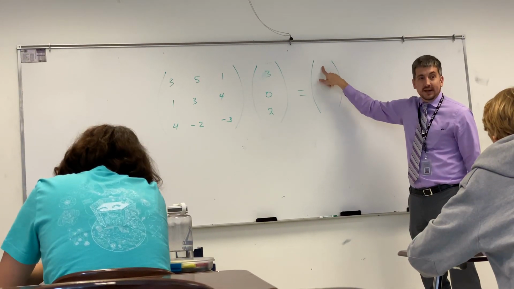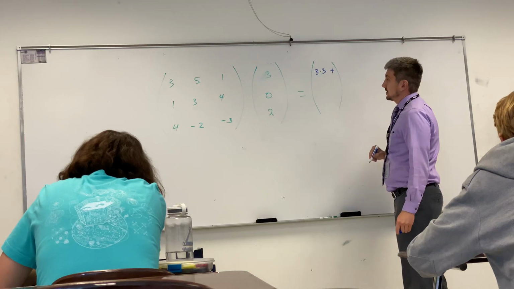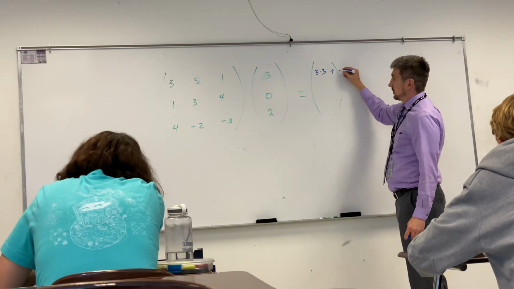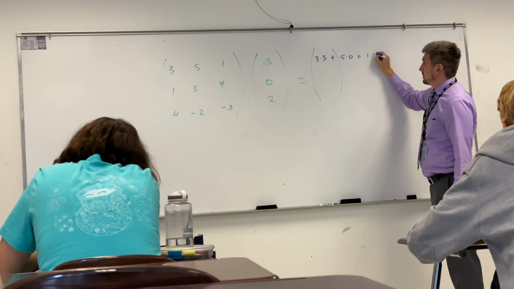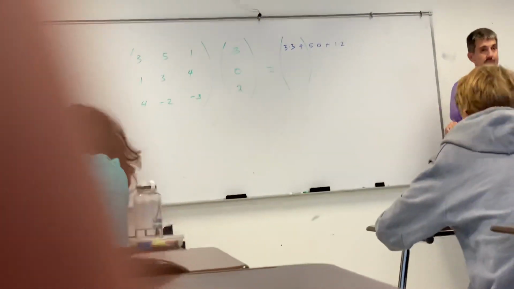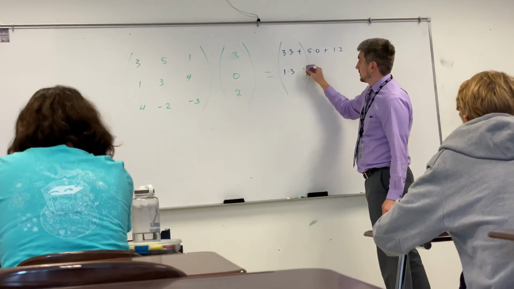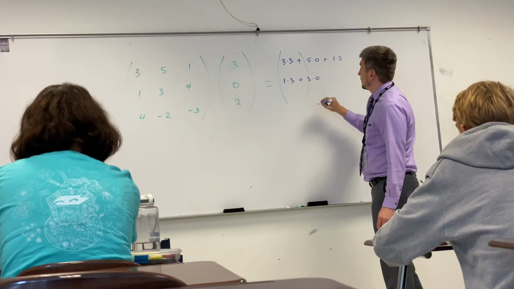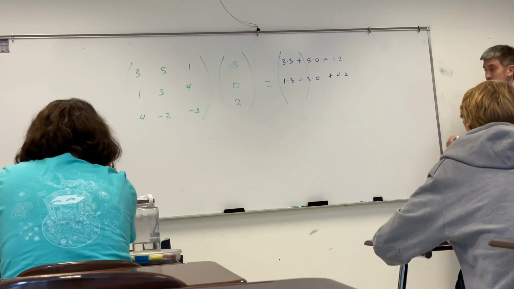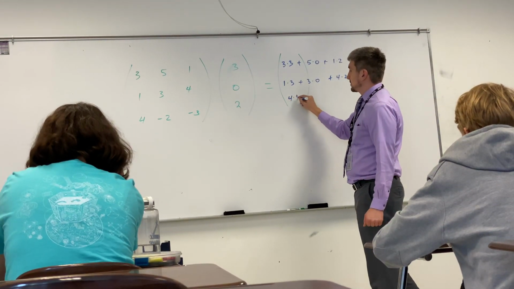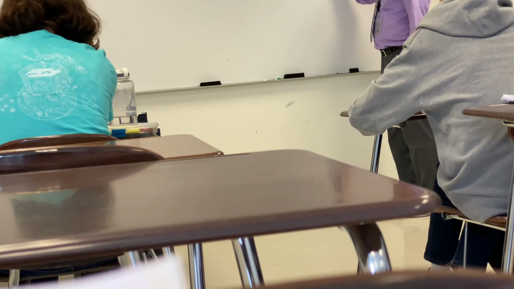Don't tell me 11. Tell me what calculation we did. 3 times 3 plus 3 times 1 plus 2 times 4. No, 5 times 0 plus 1 times 2. Right? Okay. What went here? 1 times 3 plus 0 times 3 plus 4 times 2. That was how we got that 11. And then what number went here? 4 times 3 plus negative 2 times 0 plus negative 3 times 2.